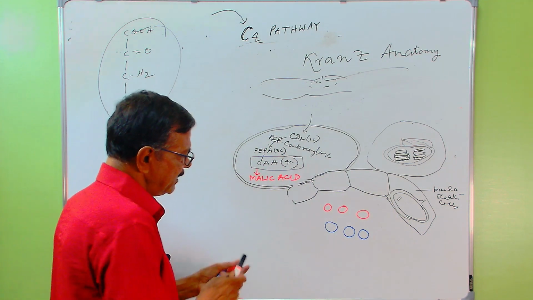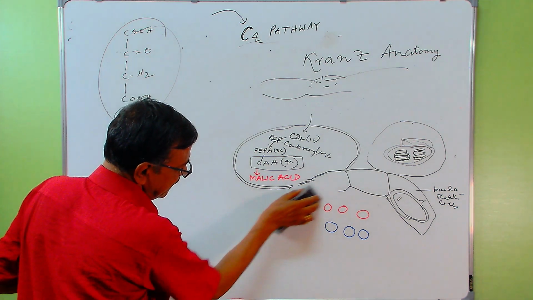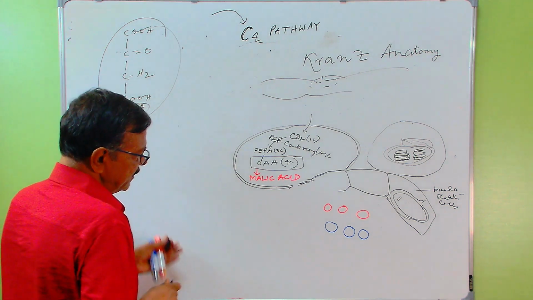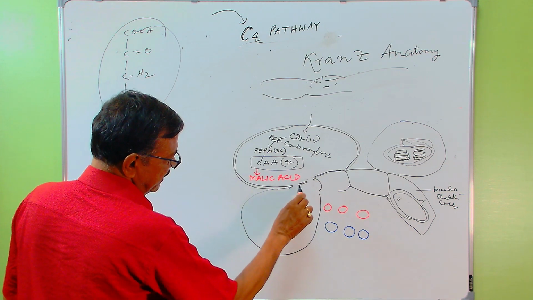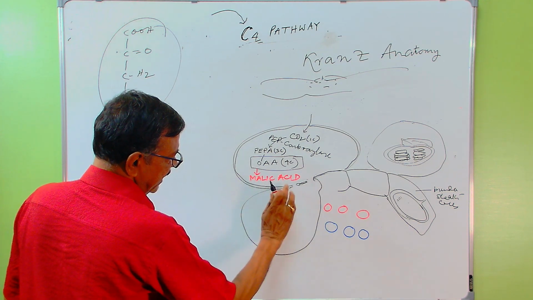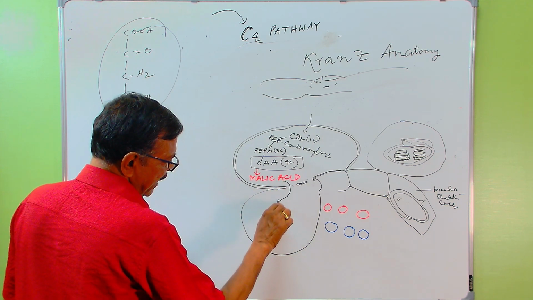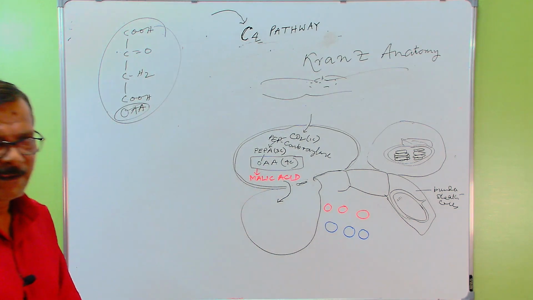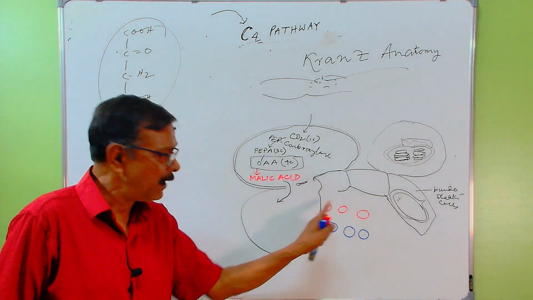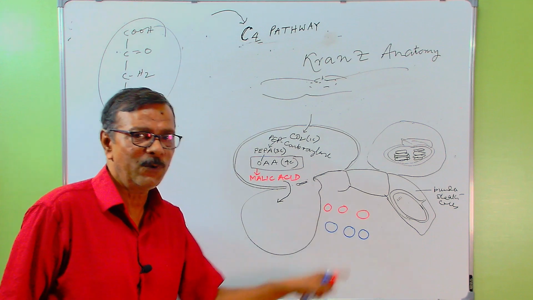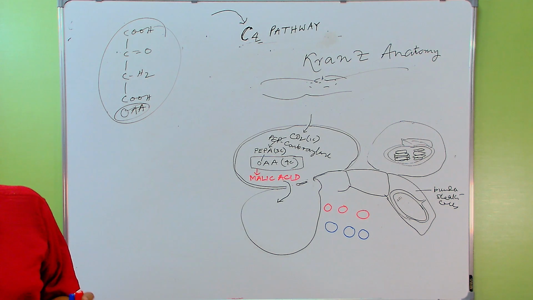So let me write it a little bit bigger. This is the bundle sheath cells. Through the bundle sheath cell aperture, malic acid enters. Malic acid enters into the bundle sheath cells, which is around the vascular bundle. This bundle sheath cell is full of chloroplasts with less developed grana.